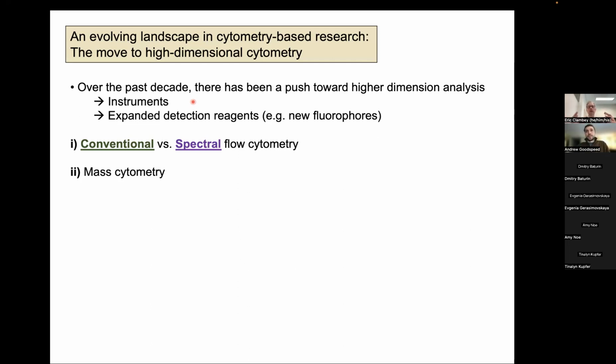So for instance, last year at the annual Cyto conference, there was someone who gave a talk, and I think they had actually managed to measure 70 parameters by flow cytometry. I mean, it was a Herculean task. And certainly that's well beyond the vast majority of labs. But suffice to say, the field continues to push towards higher and higher dimensions. So why does this matter? Well, let's talk about conventional versus spectral flow cytometry and mass cytometry.